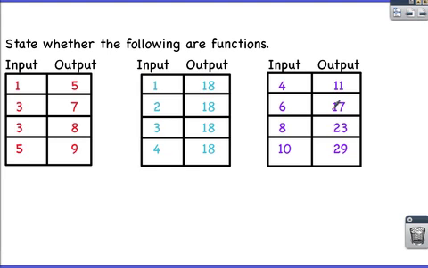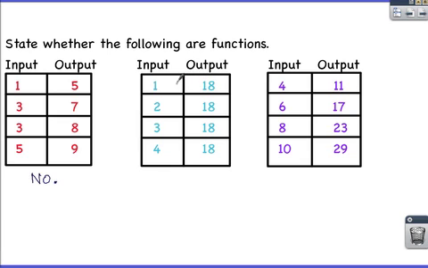So pause the movie and decide whether or not the following are functions. Resume when you're ready. In our first example, we notice that there is the input 3 that sometimes gives an output of 7 and an input of 3 that sometimes gives an output of 8. Since every input can have only one output, this is not a function.